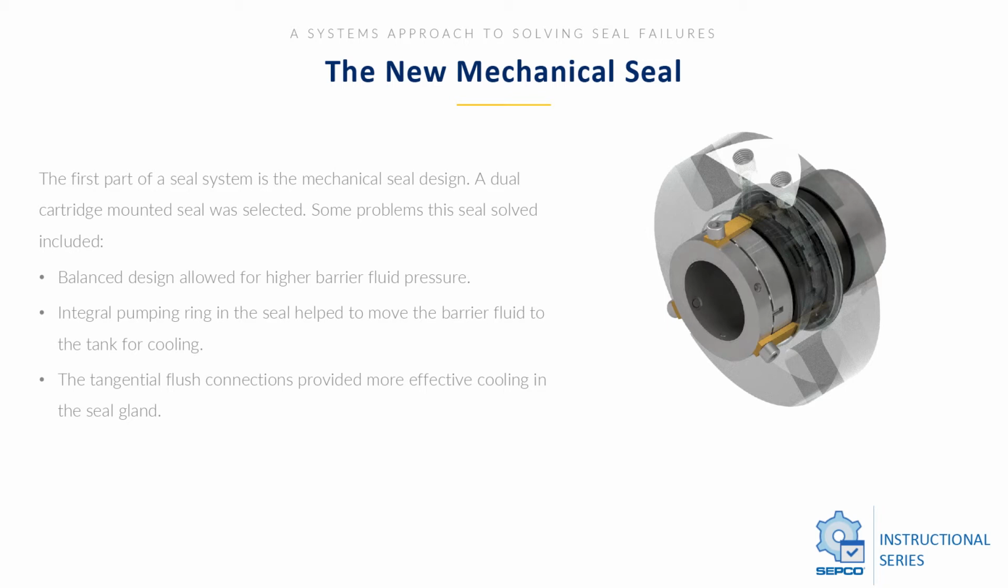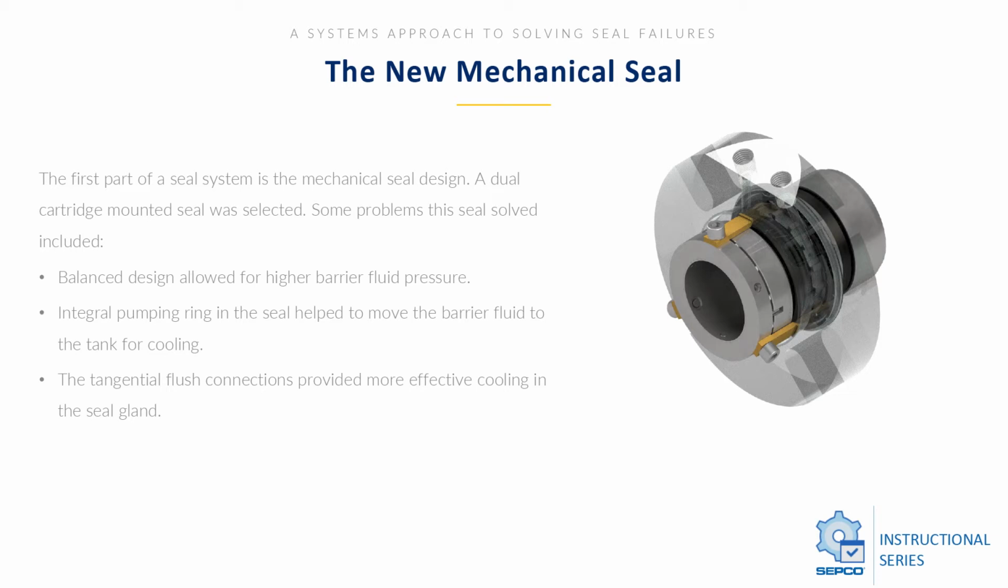Integral pumping ring in the seal has helped to move the barrier fluid to the tank for cooling. So that pumping ring in there adds some energy, some turbulence to that liquid in between there, the barrier fluid, with that heat that's causing it to rise up to that seal pot to cool. The pumping ring aids in helping to move that barrier fluid out of that seal in between those seal faces and the gland. And then the tangential flush connections provided more effective cooling in the seal gland.